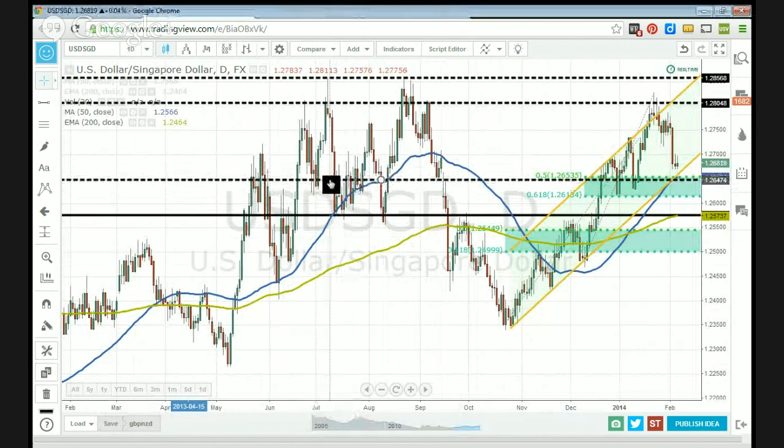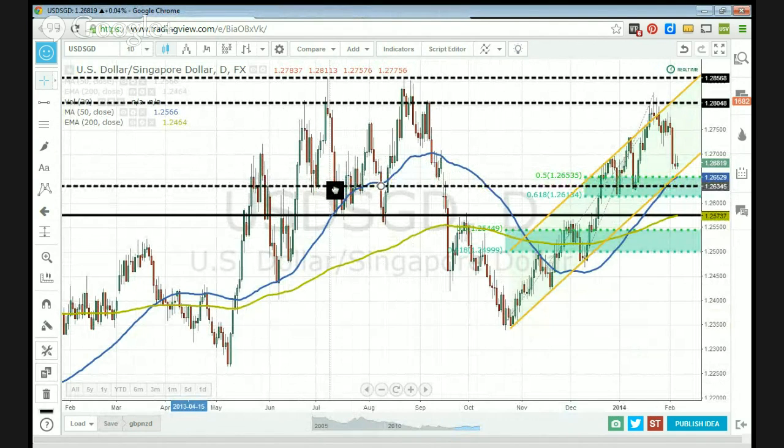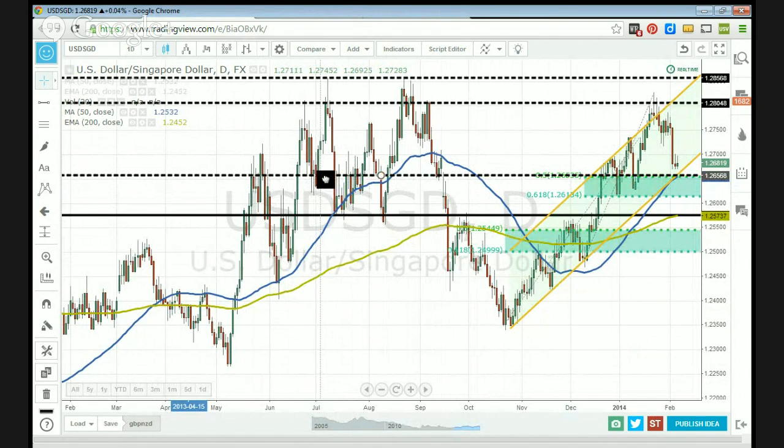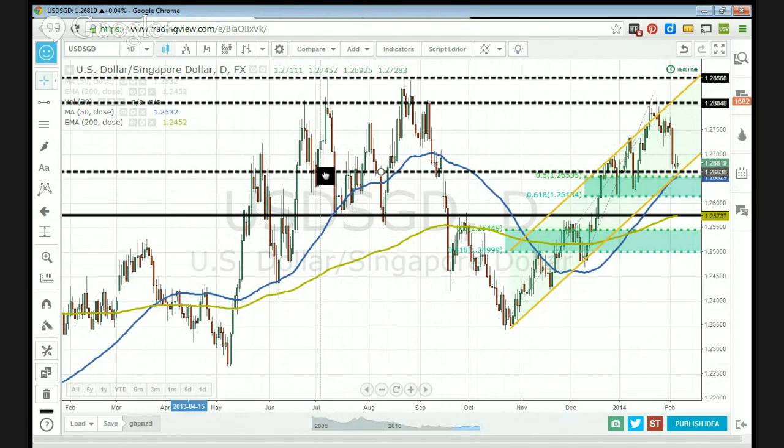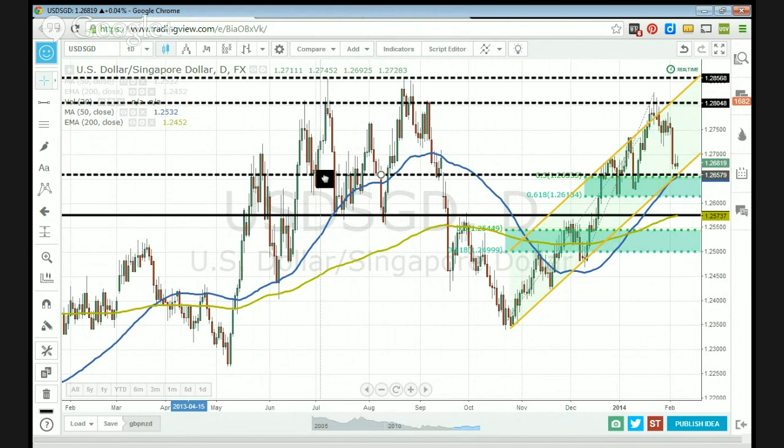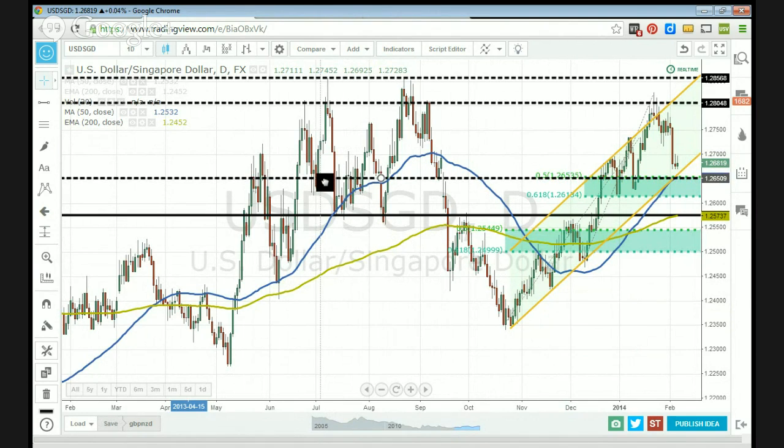There's also a support level of sorts here. Well, I'd like to see it fall a little further more. I really like to see a 50% pullback as well, so we'll see. I'm just not as sold on the dollar Singapore just yet.